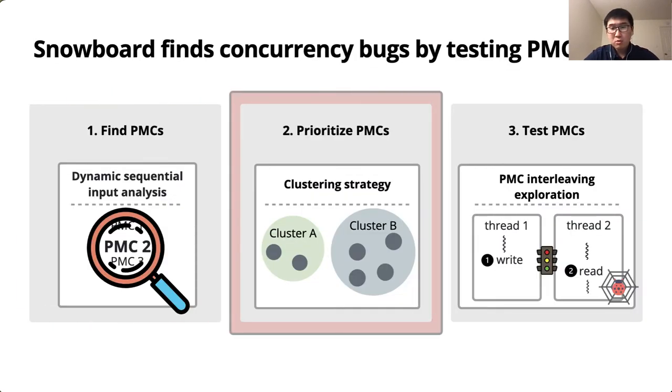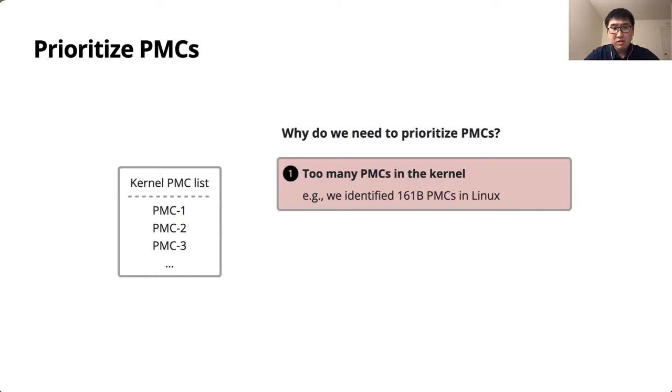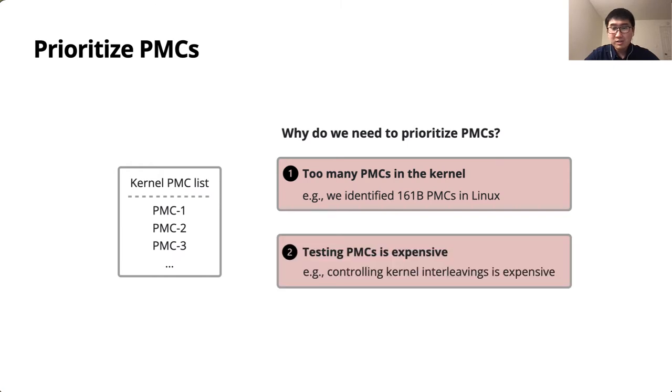Next, Snowboard will prioritize certain PMCs to test among all PMCs found. Reasons for doing this are, first, there are so many PMCs in the kernel, and we could imagine most of them should be harmless. Otherwise, the kernel should be crashing every second. In addition, testing PMCs is expensive. As a result, prioritizing the most suspicious PMCs is super important for the efficiency of concurrency testing.